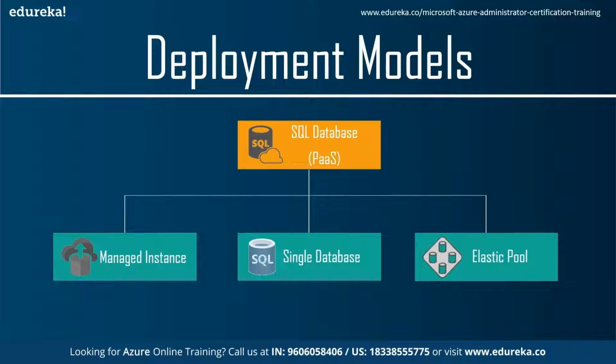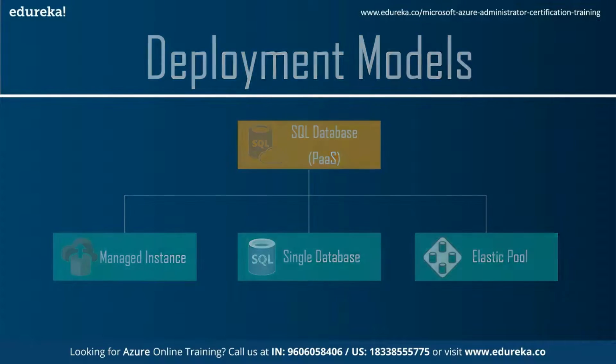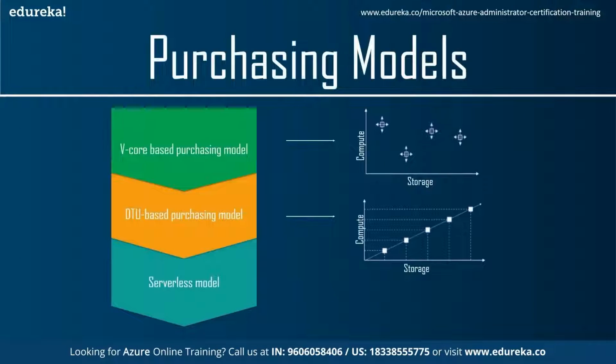So an elastic pool is a collection of single databases with a shared set of resources such as CPU or memory. Single databases can be moved into and out of an elastic pool. Now let's understand the purchasing models. SQL Database offers the following purchasing models you can see here.